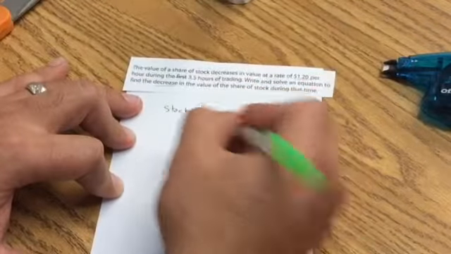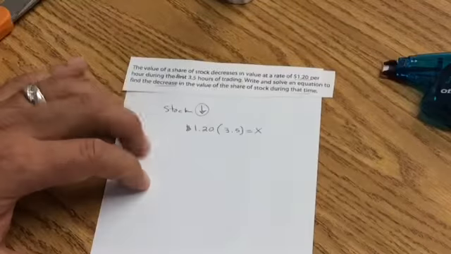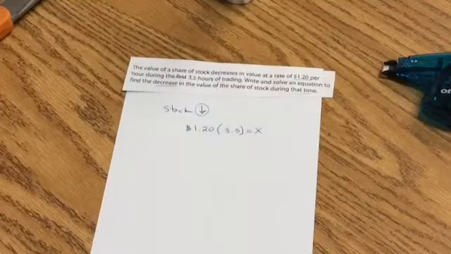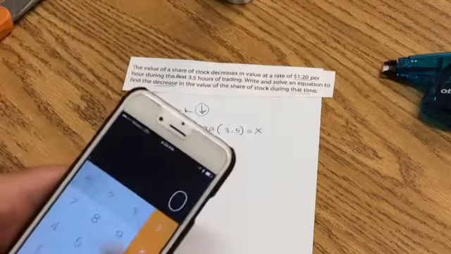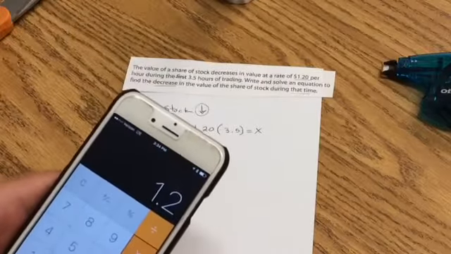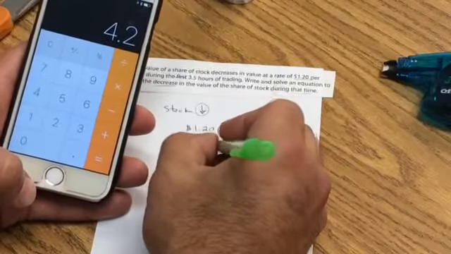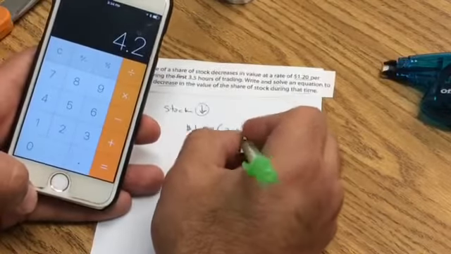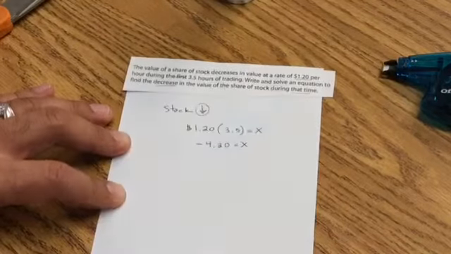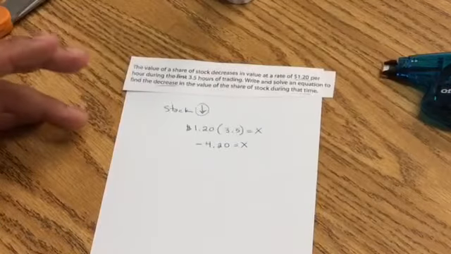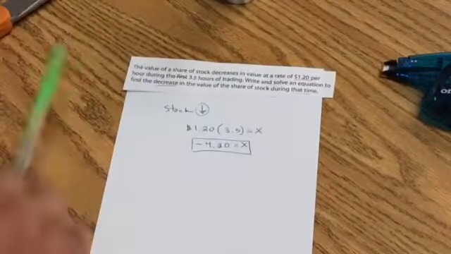So this is actually giving us the hours here, 3.5 hours, and it's asking us to find the total amount of decrease. So $1.20 times 3.5, because it's 3.5 hours, the decrease in value is going to be by $4.20. So over that time, it decreased by $4.20. It doesn't give us a total cost of how much the stock is worth, but we do know that it decreased in value by $4.20.